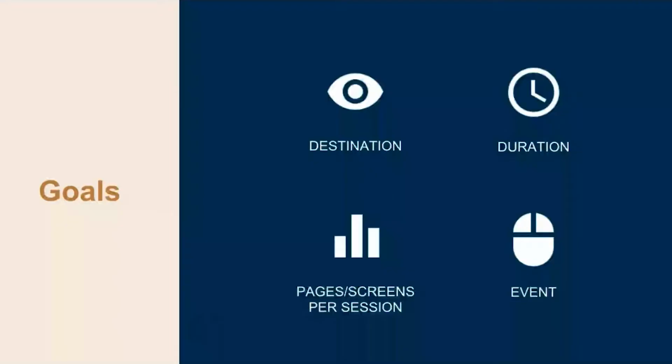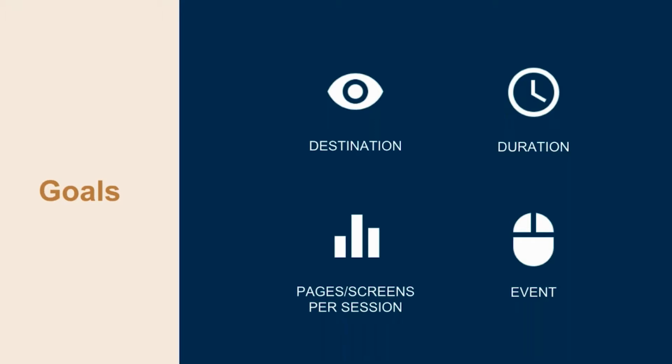And then putting a little finer point to it, goals, according to Google, they allow you 20 per reporting view. So you get up to 20 goals. And these can be a number of different things. A destination goal, for instance, is when a user lands on a specific page, or they get to a thank you page after they fill out a form.